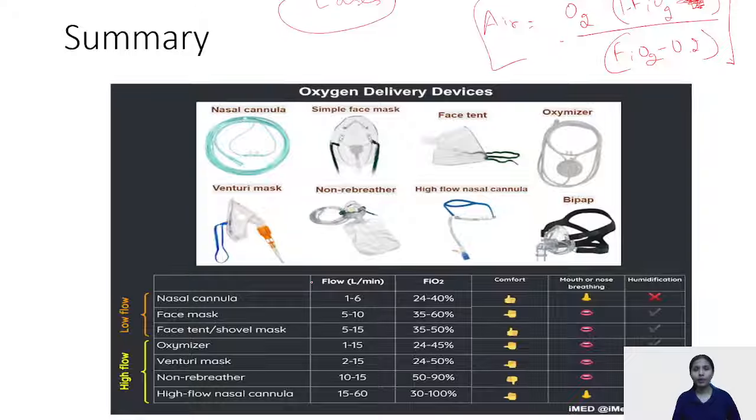Talking about the non-rebreathing mask, the flow rate is around 10 to 15 liters per minute and FiO2 is around 50 to 90%, depending upon whether it is a partial non-rebreather or a complete non-rebreathing mask. Then high flow nasal cannula, it is a high flow device as the name suggests. Around 60 liters per minute of oxygen flow could be there, giving an FiO2 of around 100% to the patient. That's all for oxygen therapy devices. Thank you and please keep revising.